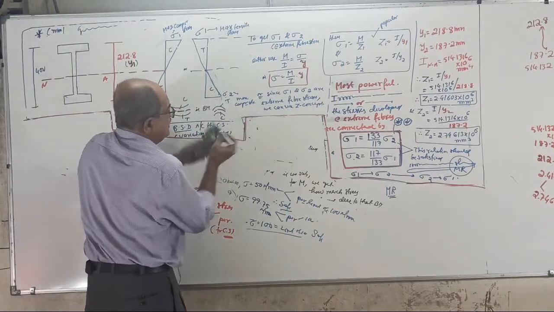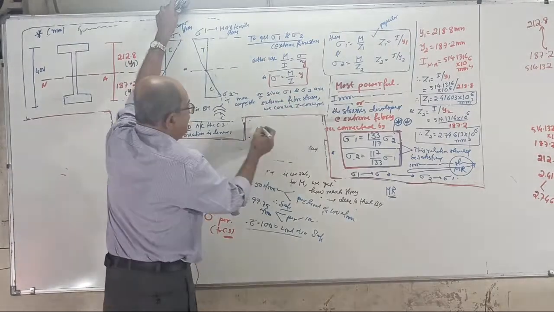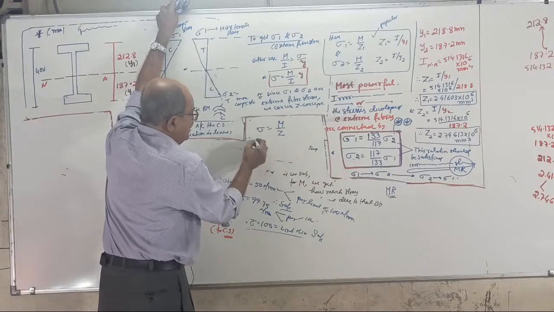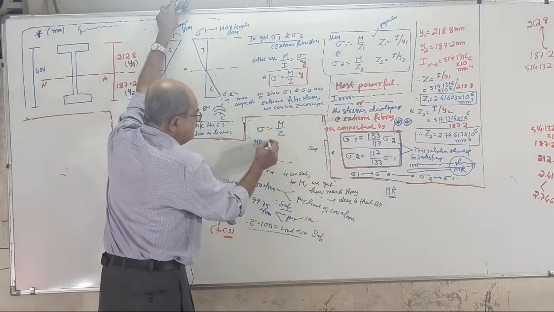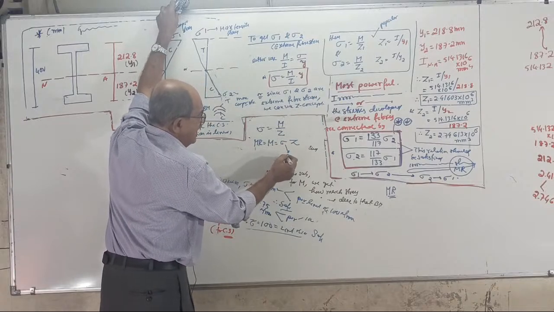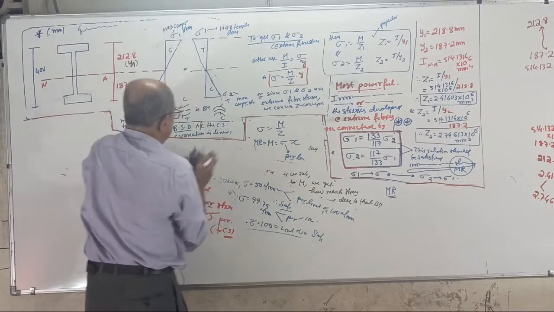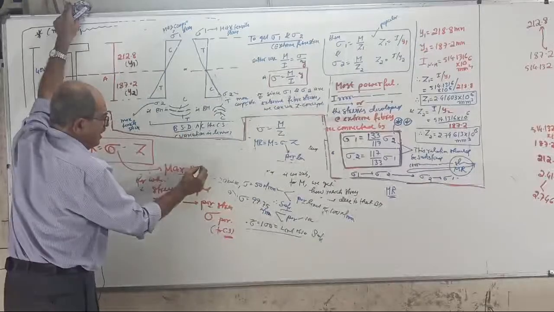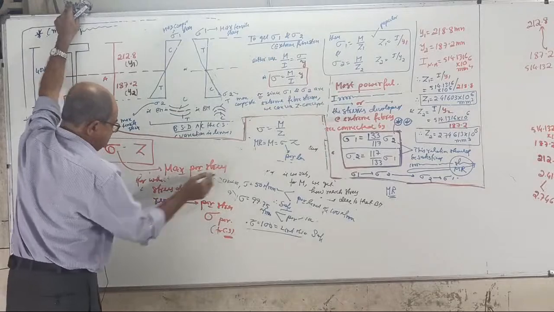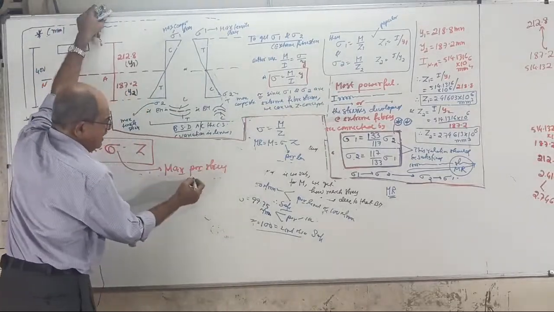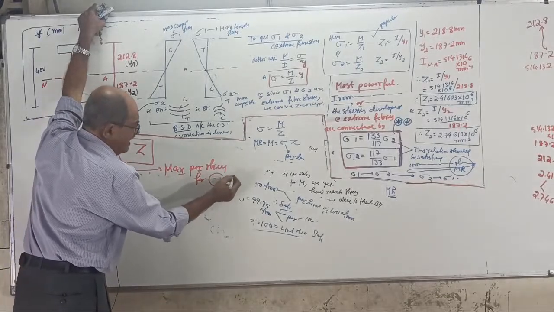See, if you apply a random BM, you find stress by M by Z. So if you want MR, M equals sigma into Z, where sigma is the permissible limit. Therefore, when you find MR, the stress is, furthermore important, the maximum permissible stress for the cross section.